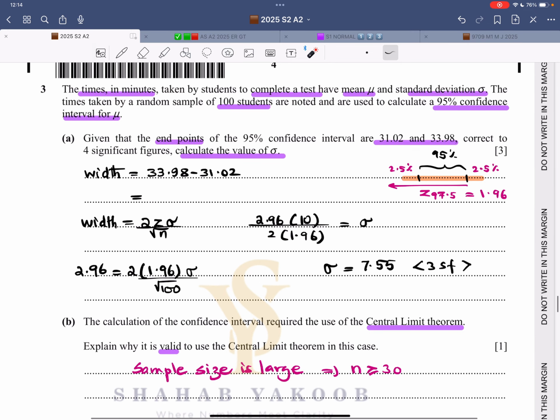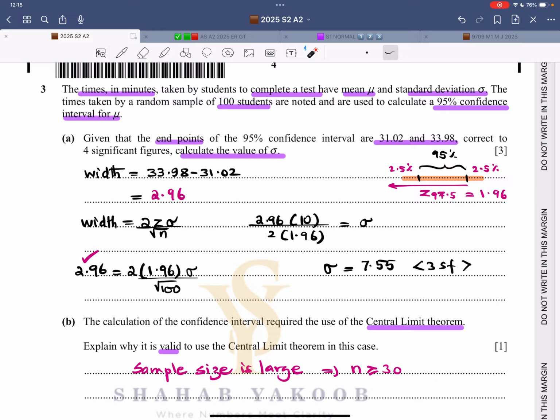Question number 3. Now it says the times in minutes taken by students to complete a test have a mean mu and standard deviation sigma. The times taken by a random sample of 100 students are noted and are used to calculate a 95% confidence interval for mu. Given that the endpoints of the 95% confidence interval are 31.02, 33.98, correct to 4 SF, calculate the value of sigma. So the width, that is the difference between the two, comes out to be 2.96. And I have used that width over here. The formula is simple, 2z sigma over root n.